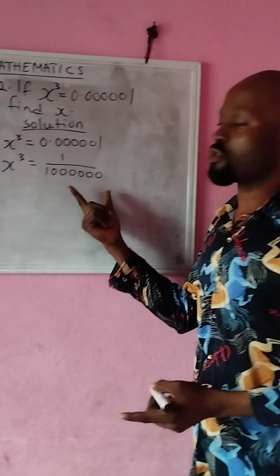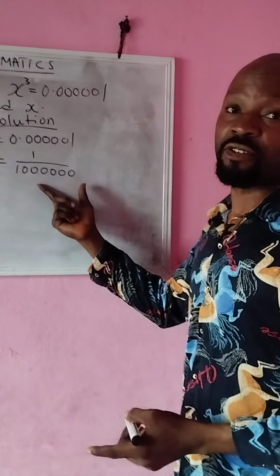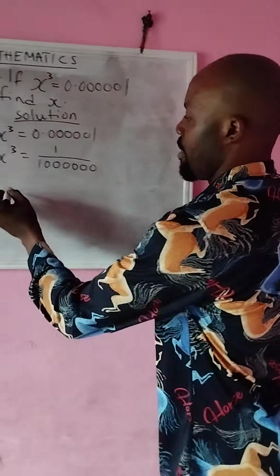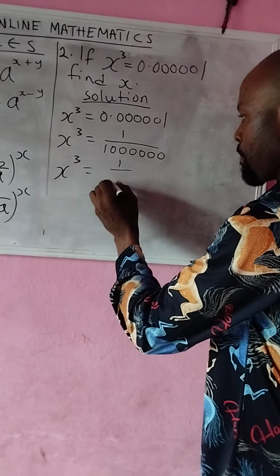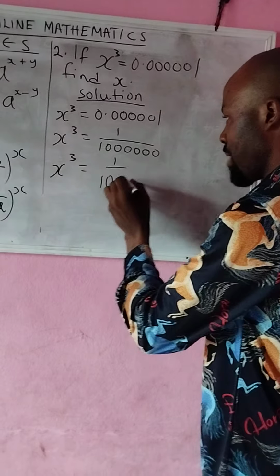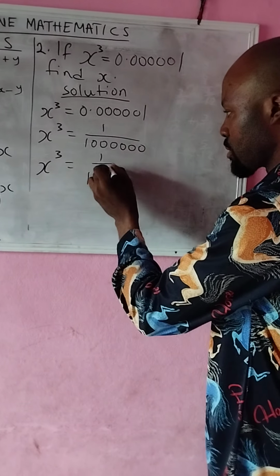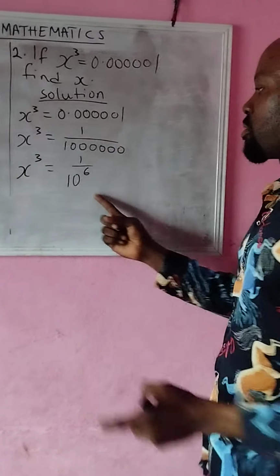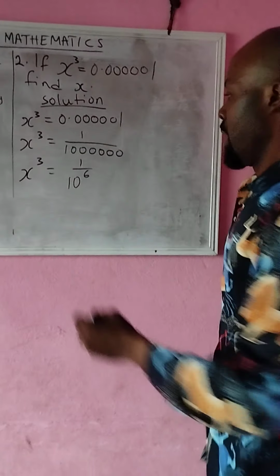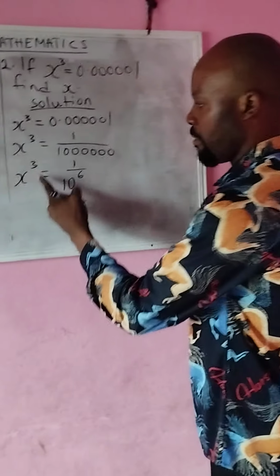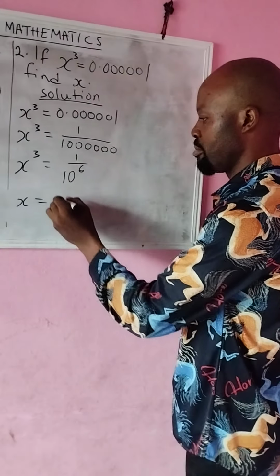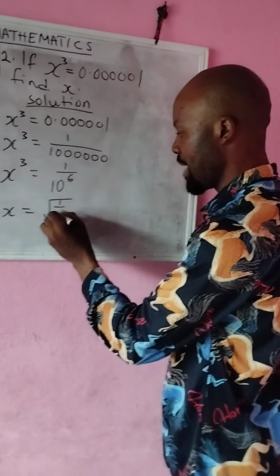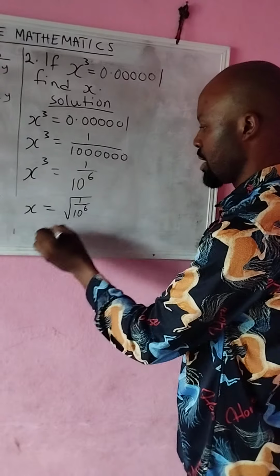The next thing is to change the fraction into standard form. You have it this way: x raised to the power of 3 equal to 1 over 10 raised to the power of how many zeros? 6 zeros. 1 over 10 raised to the power of 6. Then the next thing to do is to look for the cube root. X becomes the cube root of 1 over 10 raised to the power of 6.